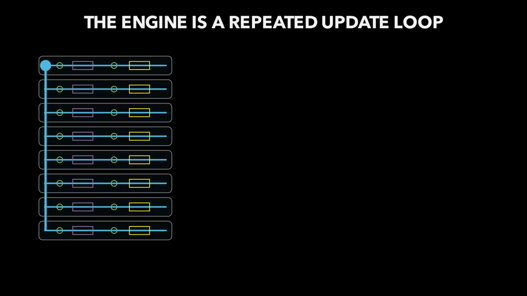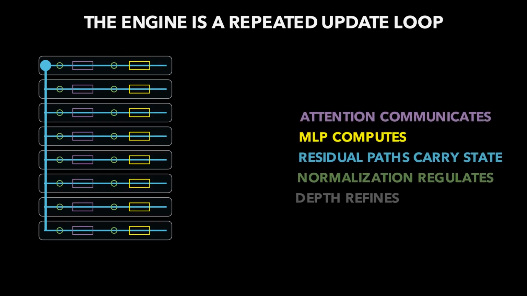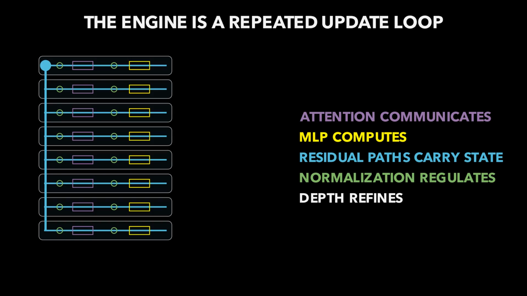That is the payoff hidden inside the title. The engine is not one magical attention map. It is a repeated update loop. Attention communicates. The MLP computes within each position. Residual paths carry the evolving state. Normalization keeps the operations trainable and usable. Depth gives the model many chances to refine the representation.